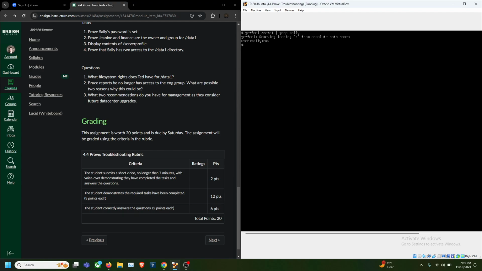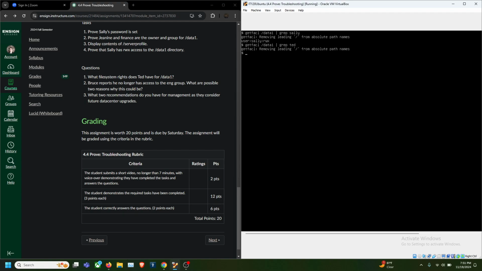And so for the questions, we have: what file system rights does TED have for data 1? If we do the same thing for him, we should see that he doesn't have any access.